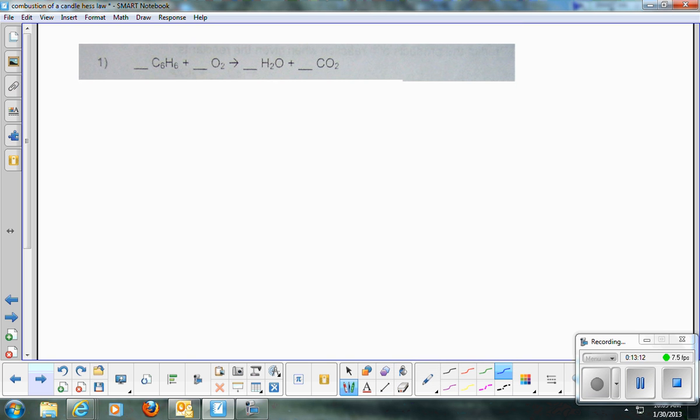Okay, same thing. Underneath the arrow, put carbon, and then I end in H and O. Side to side. How many carbons on the left-hand side? How many on the right? 1. So, what do I need to do? 6 in front. Good. So I now have 6. Hydrogens, how many on the left? 6. How many on the right? 2. What do I need to do? Put a 3 in front of it. Good. That makes 6.